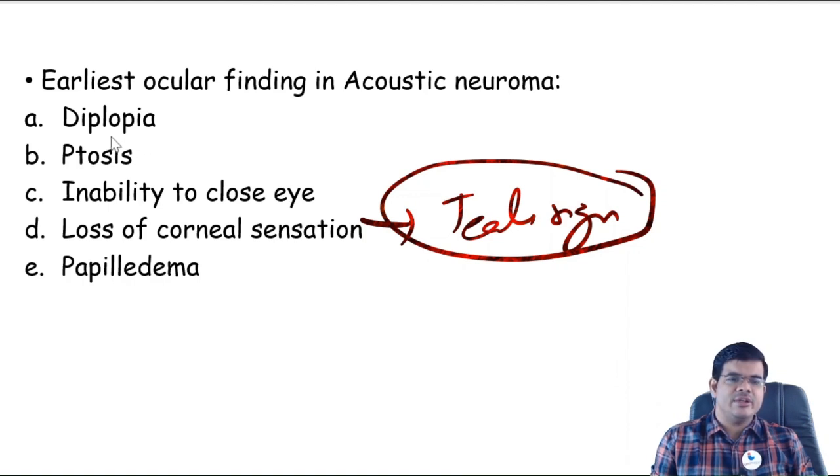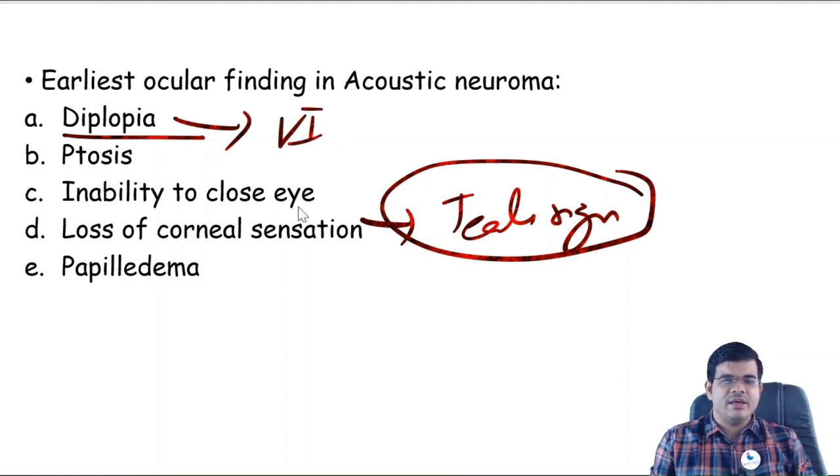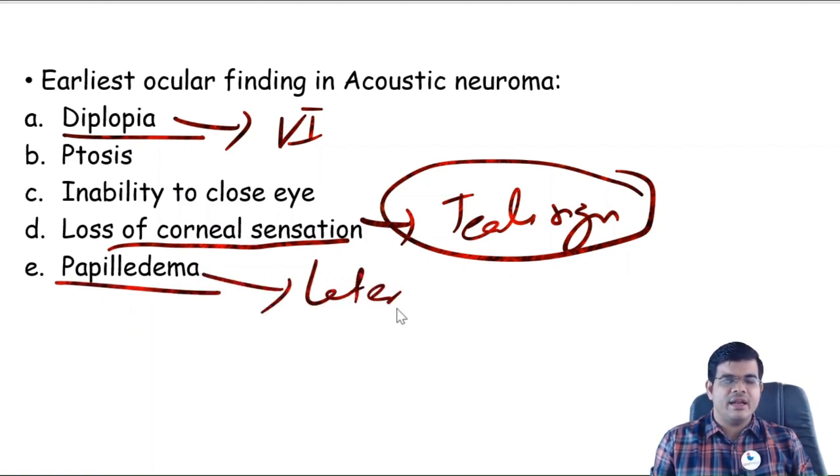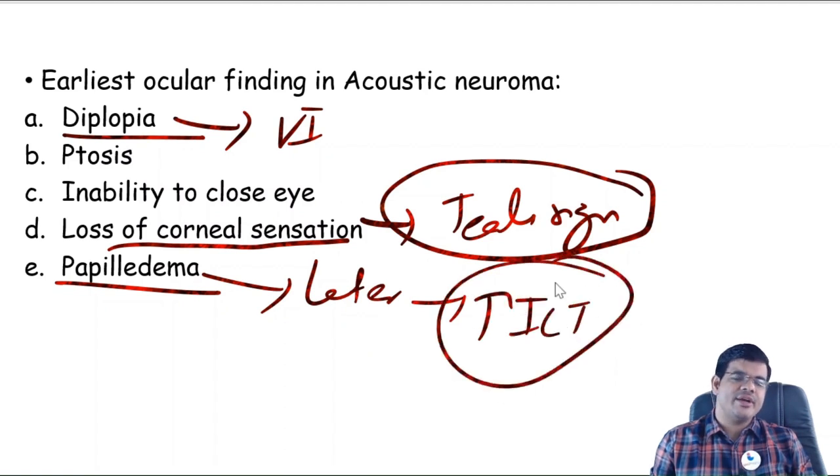Ptosis is also not seen because ptosis occurs when there is involvement of third cranial nerve. That is not usually involved. Diplopia is involved when the sixth cranial nerve is involved, but before that the loss of corneal sensation will be present. Papilledema occurs only later, the last sign of increased ICT. Only in the last stage of increased ICT does papilledema occur.